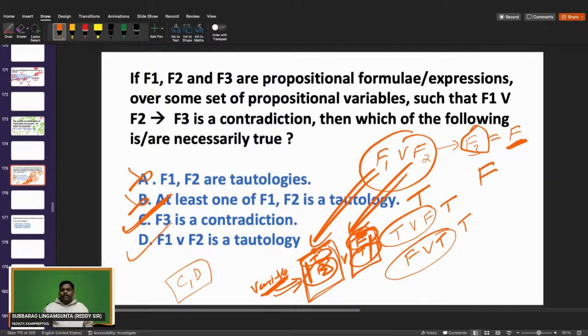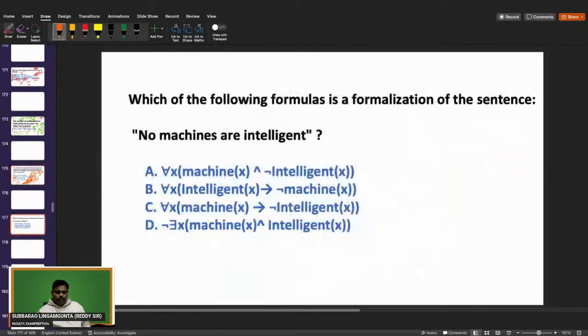So it is a really tricky question. That is the reason I wanted to give this. Remember, F1 is not a variable. F1 is a formula or an expression. For the given truth values, this expression may be true, may be false. Maybe half true, half false. Fine, perfect. Let's move to the next problem.